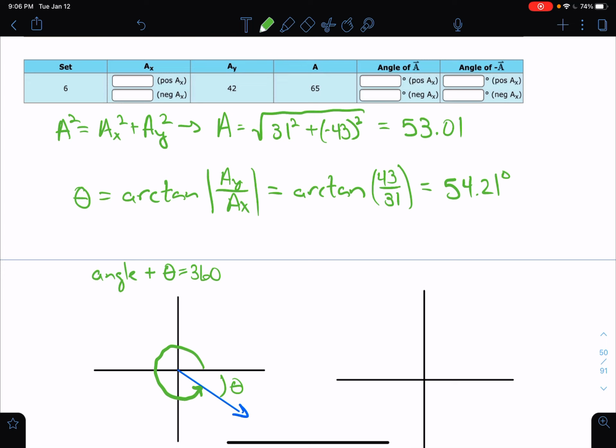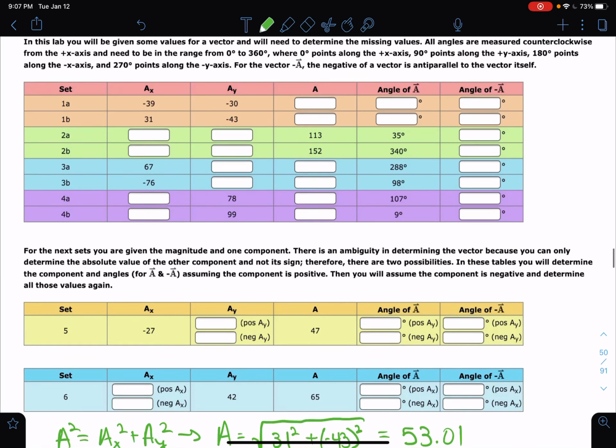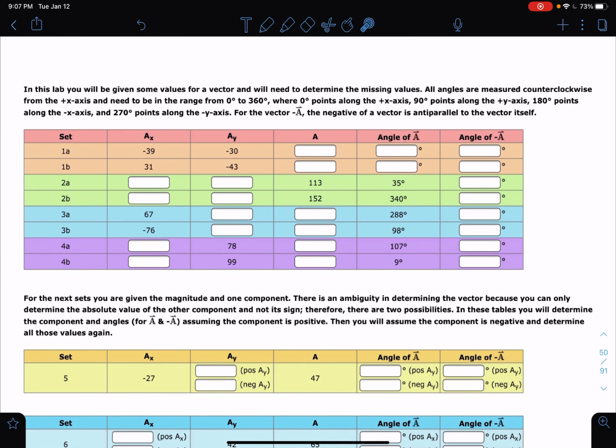And so if I put in the 54.21, it's easy to quickly solve for theta. I'm just going to go ahead and write down the answer because it's just 360 minus the 54.21, and that's essentially 305.79 degrees. There we go. That's the angle counterclockwise from the positive x-axis. And so that's the answer that I would put up here.